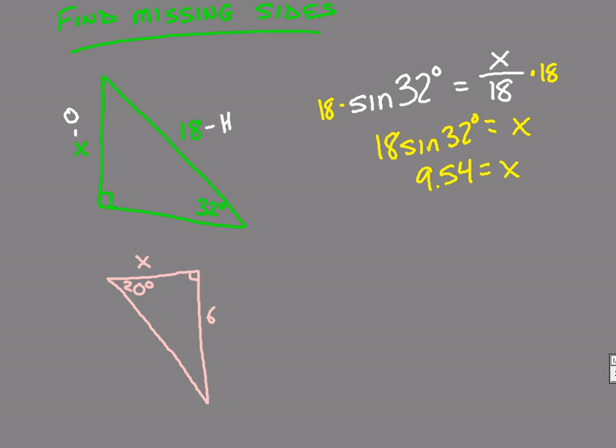All right, for this one down here at the bottom, same idea. Here's my angle. I have the opposite here, and I have the adjacent here. So what trig function deals with opposite and adjacent? That's tangent. I always take tangent of an angle equals, okay, opposite over adjacent, 6 over x. Now here's the issue. X is in the bottom.